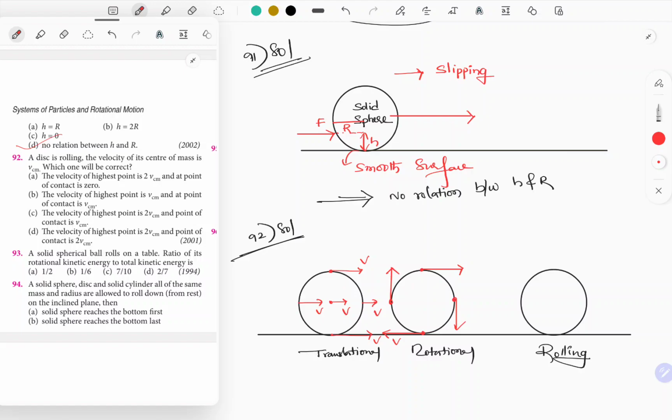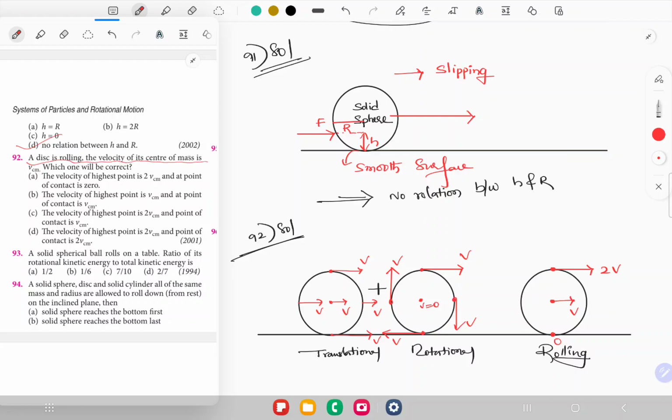The resultant of these two gives us rolling motion, right? To get rolling motion, we have to add them. If you add these two, the particle at the top will have a velocity 2v, and the center of mass velocity is going to be v. In pure spinning, the center of mass velocity is 0 because it is spinning in place, right? The velocity of the particle at the bottom is going to be 0. Now what's the question they're asking? A disk is rolling, the velocity of center of mass is vcm. Which one will be correct?